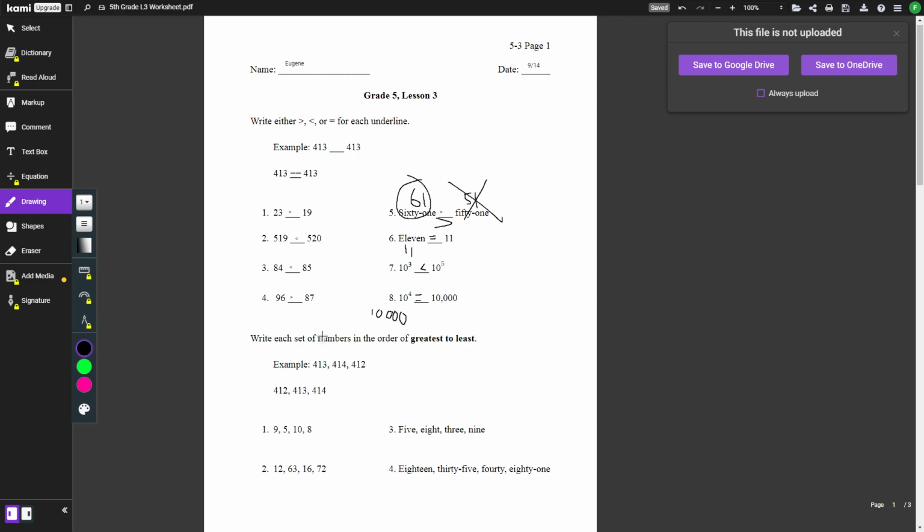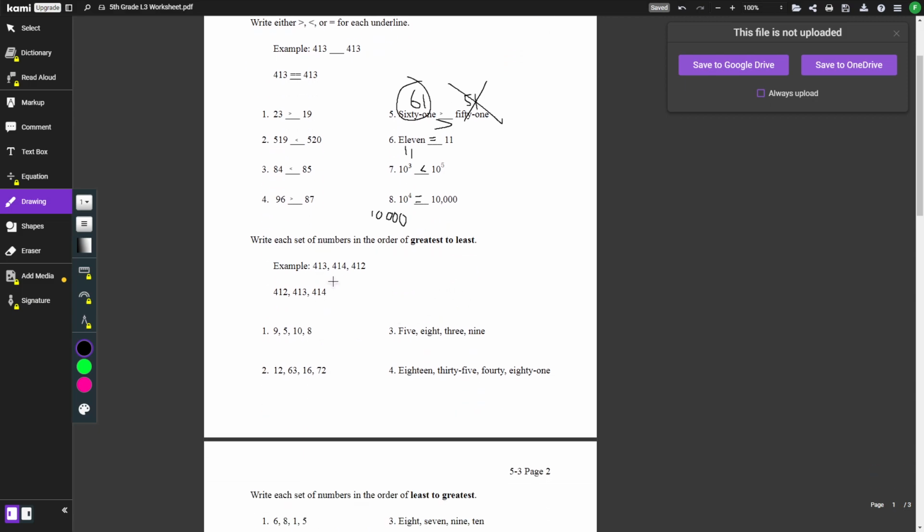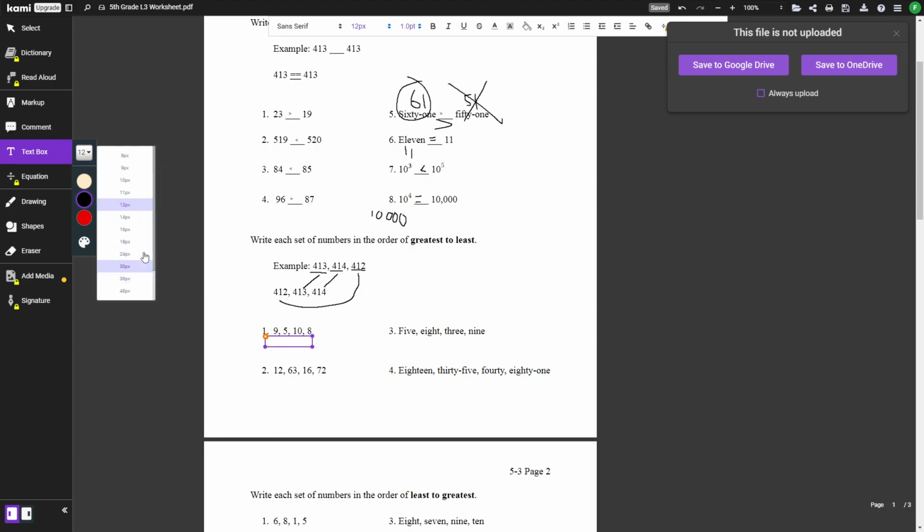Write each set of numbers in the order of greatest to least. Example, 413, 414, 412. 412 would go first, 413 would go second, 414 would go last, because that's the order of the least to greatest numbers. We can do that here.